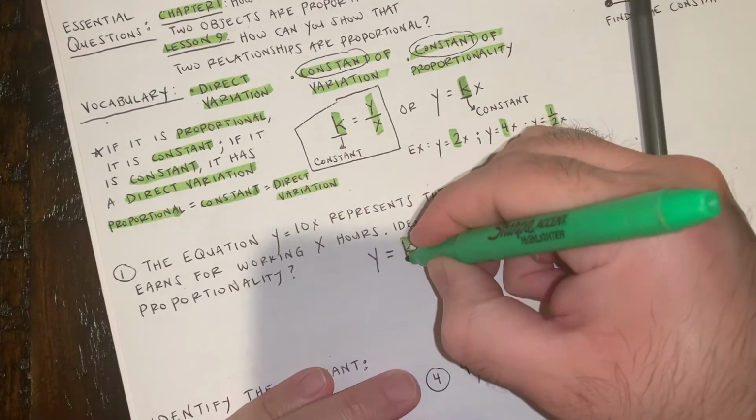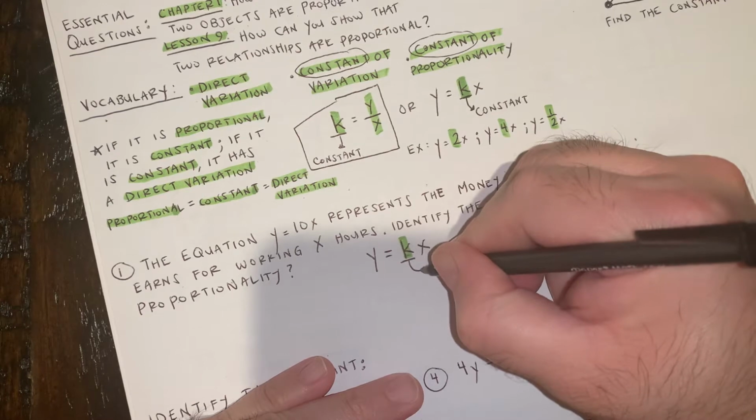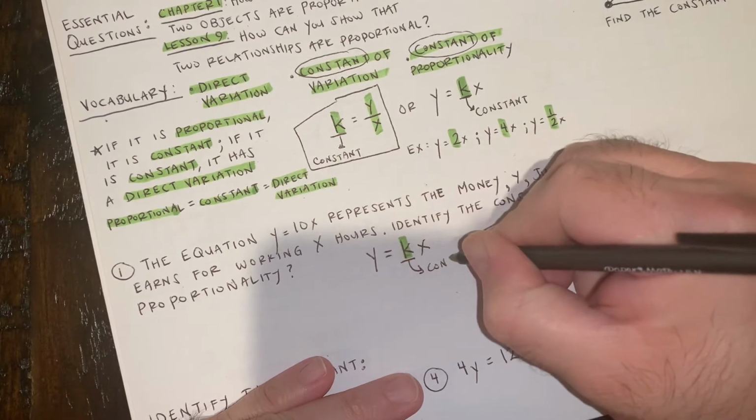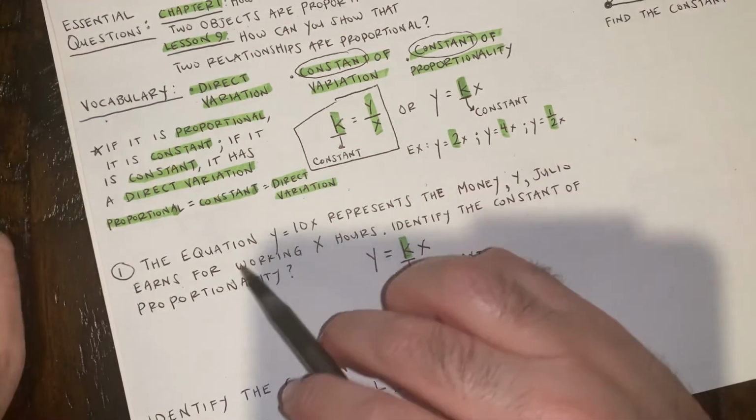Your constant is going to be the number in front of the x. So whatever number stands in front of the x is going to be your constant. So let's read this problem.